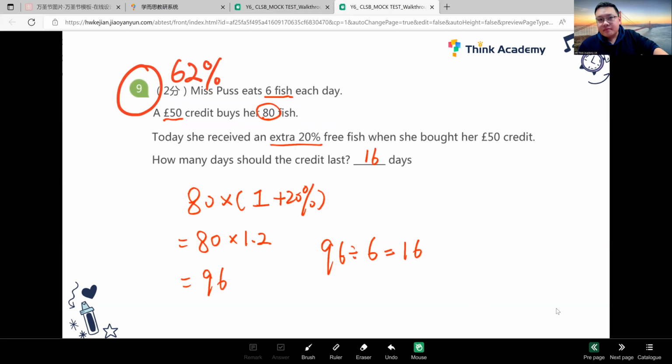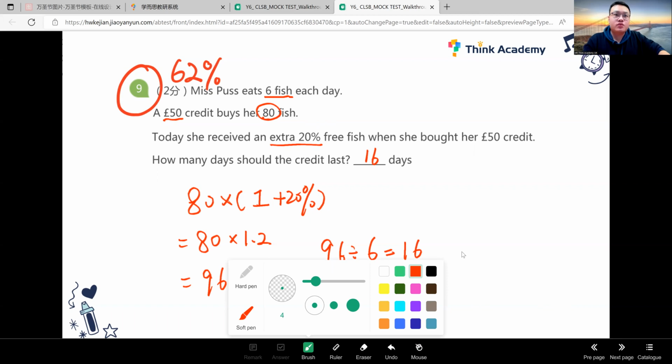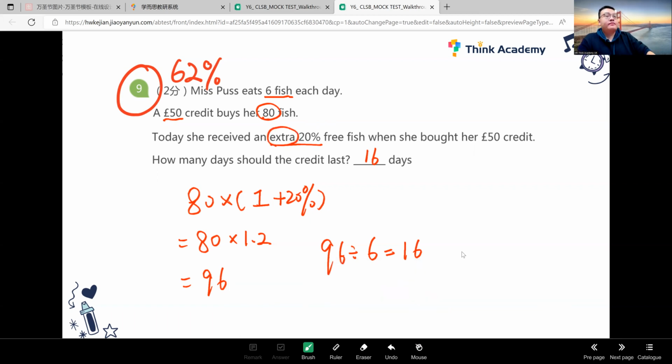For that question, I don't get why you have to use 1 plus 20%. I thought it was just 20%. Because it says extra. That's why. In a normal day, if you use 50 pounds credit, you're going to have 80. But today you got extra 20%.